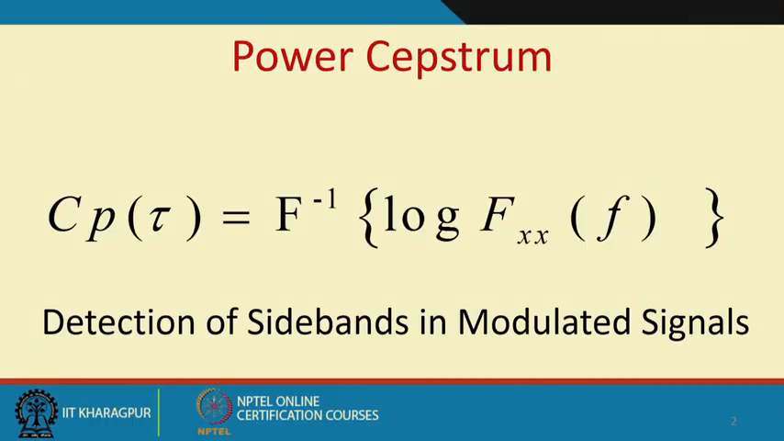So, there are many ways. Power Cepstrum, somebody defines this as the log of this Fourier inverse. So, I had shown you what this f(x(f)) looks like, the internal of it. So, one of them is the log amplitude, and the other, the imaginary part, is the continuous phase. So, detection of sidebands in modulated signals.